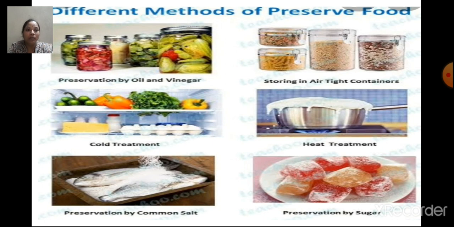Preservation by common salt, preservation by sugar. By adding common salt and sugar, food items can be preserved for a longer time. For example, in the picture you can see fish can be preserved by putting excess of common salt. Sugar candies can be made of various items, thereby preserving the food items by coating them with sugar.